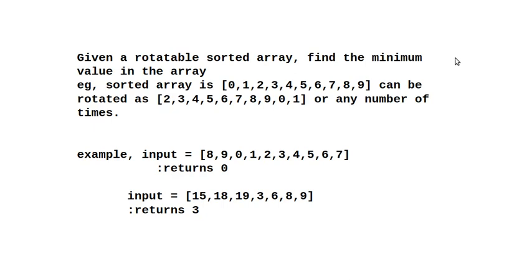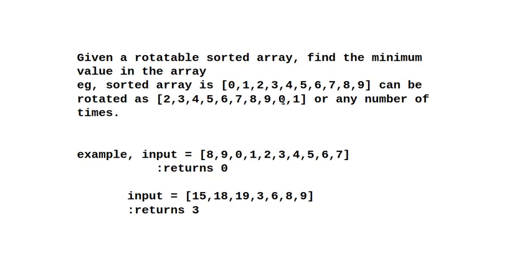So let's see. Given a rotated sorted array, find the minimum value in the array. For example, this would be the sorted array, right? Like we have 0, 1 up to 9. If we rotate it by a few steps, clockwise or anti-clockwise, then our given array would be 2, 3, 4, 5 up to 9, and then 0 and 1, because the 0 goes at the bottom and the 1 goes after the second rotation. So this is a rotated version of the sorted array.